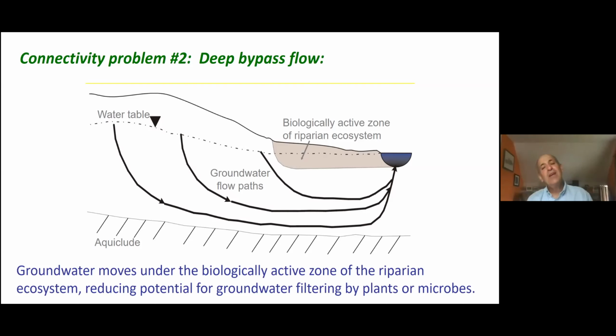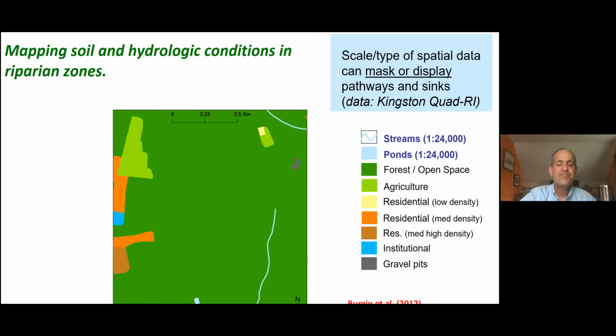This is vexing because I can look at this landscape and say, this looks perfect. I have a shallow water table. I have a nicely maintained, biologically active riparian zone. But really I'm not getting a lot of filtering of either runoff or groundwater flow because I've got these bypass groundwater flow paths. These are harder to map, and they're quite challenging.